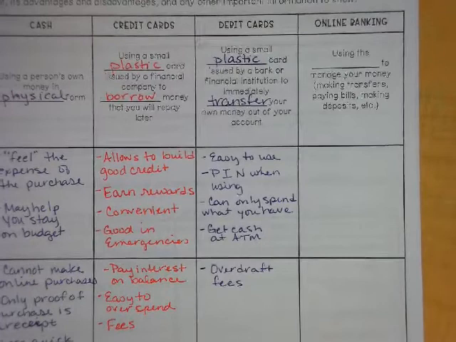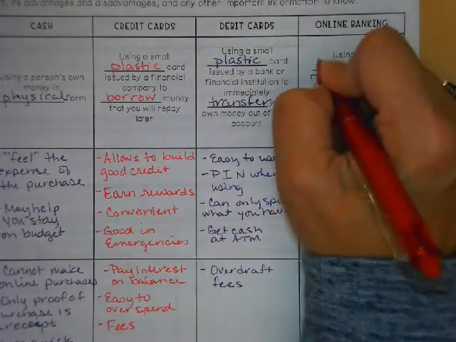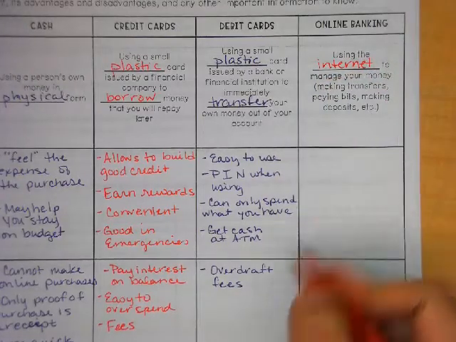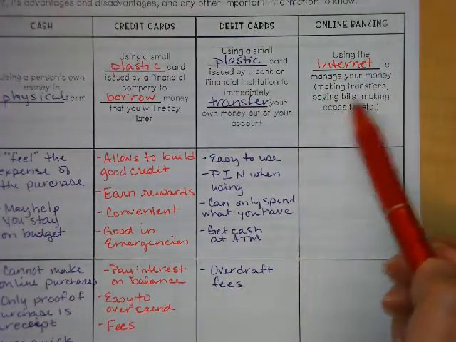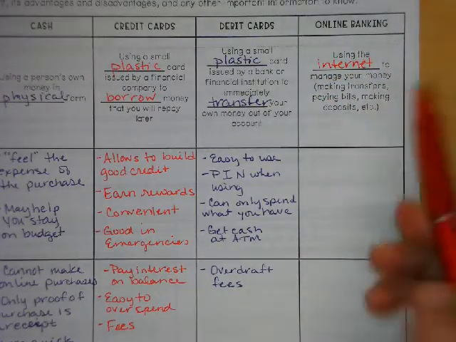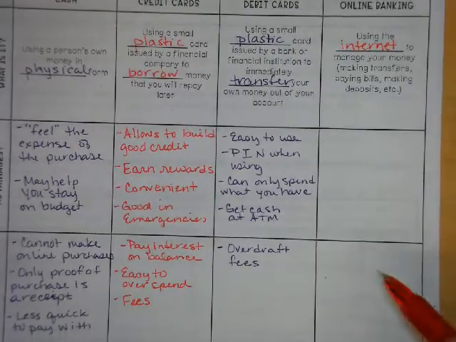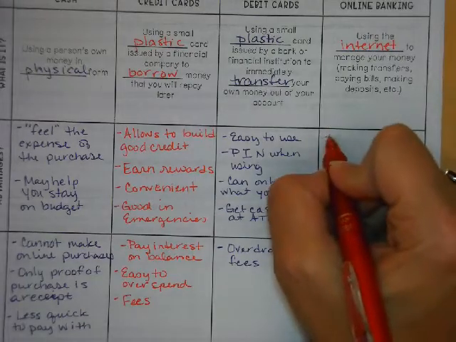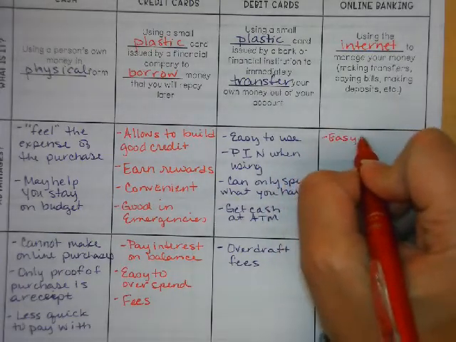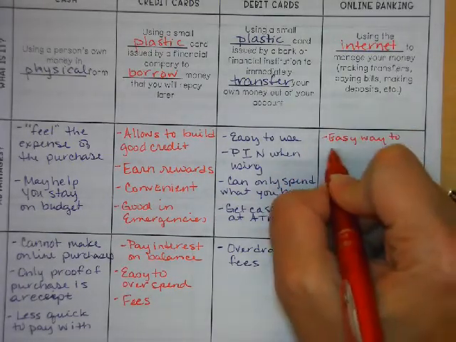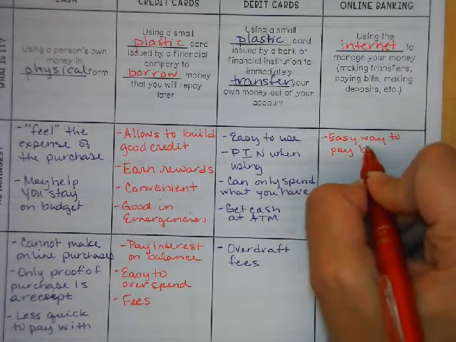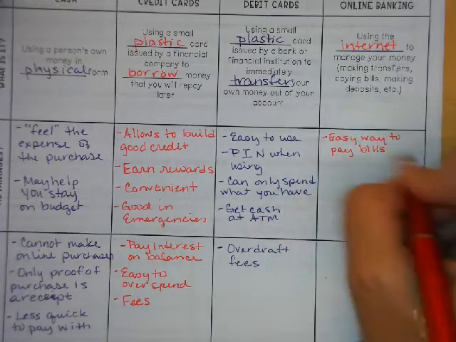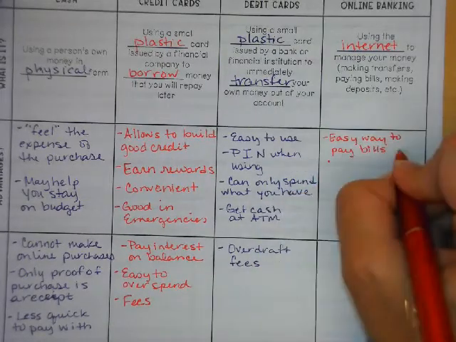Online banking is using the internet. We all love the internet. To manage your money, you can make transfers between accounts, you can pay bills online, you can make deposits if you get money or you get a check for something. This is an easy way to pay bills. It used to be that a lot of people would write checks and have to mail them in the snail mail. Easy way to pay bills and manage money.